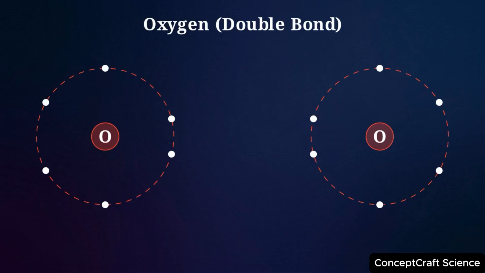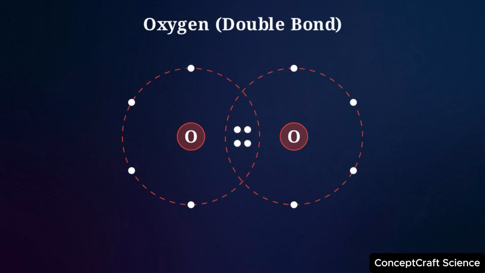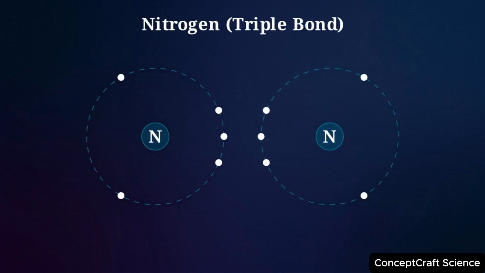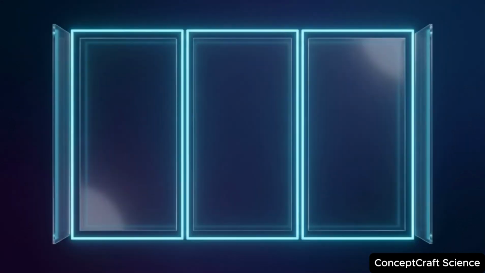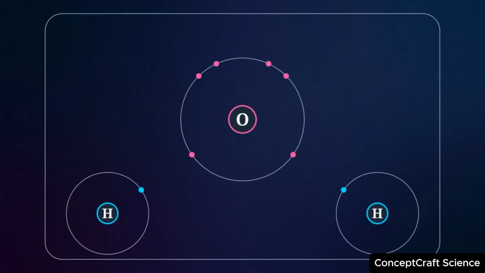An oxygen atom has 6 valence electrons and needs 2 more. When 2 oxygen atoms meet, they each contribute 2 electrons to be shared, resulting in a double bond. Nitrogen atoms have 5 valence electrons. To reach an octet, they share 3 electron pairs between them, forming a triple bond. The number of shared electron pairs between atoms directly dictates whether the resulting molecule features a single, double, or triple covalent bond. Let's apply these rules to a multi-atom molecule, water, or H2O.